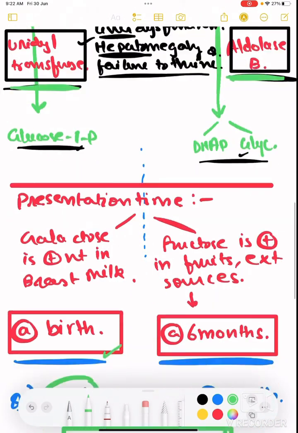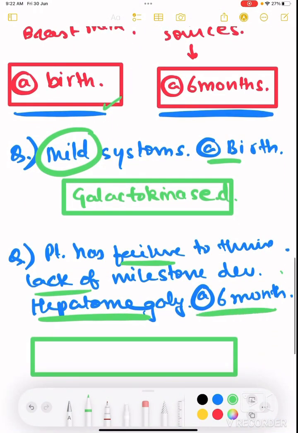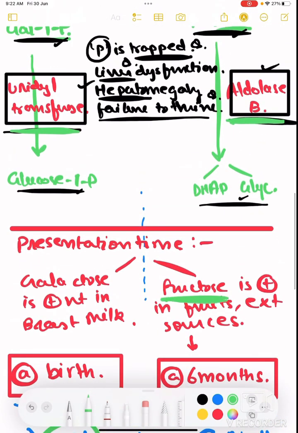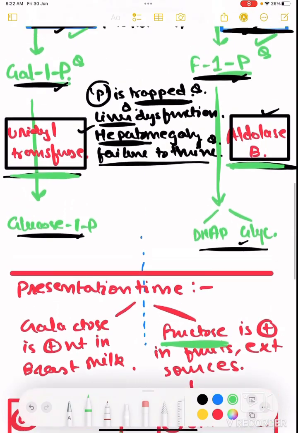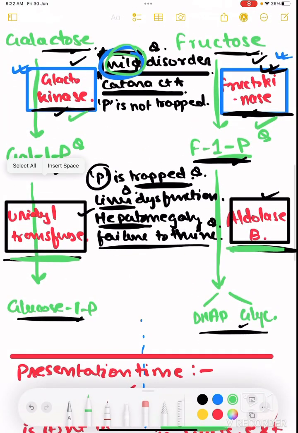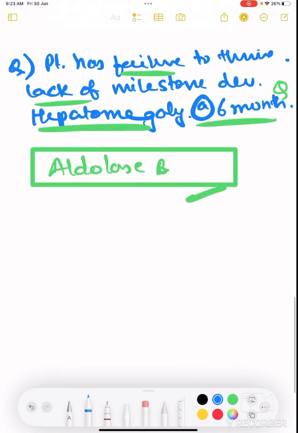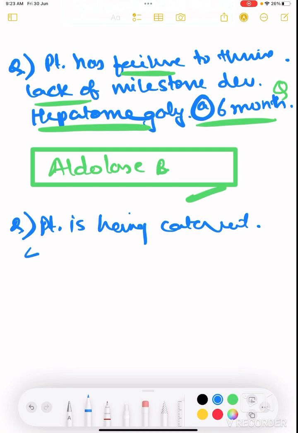And how will we differentiate? By the age, at 6 months. What happens at 6 months of age? It can only be a fructose metabolism disorder. So if this is a fructose metabolism disorder, and the enzymes involved are heavy ones, aldolase B will be your answer. Another example I'm giving you, the patient is having cataract and normal symptoms, right?